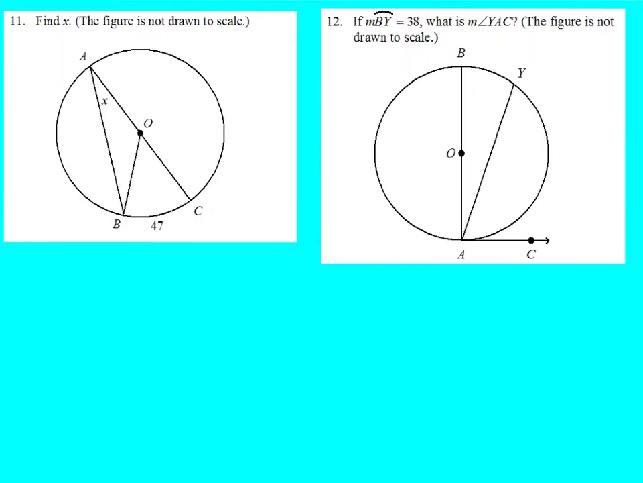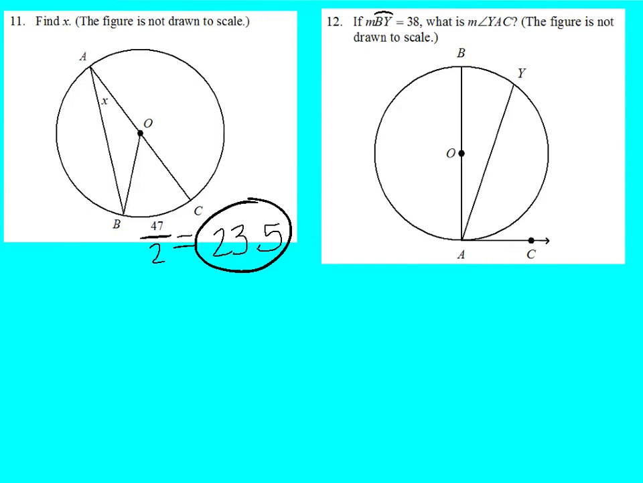All right, number 11 says find x. X is this inscribed angle. It's made up of these two chords. An inscribed angle is made up of two chords and the vertex is on the circle. The intercepted arc is 47. Well, the relationship there is that this inscribed angle is half of its arc. So all we have to say is 47 divided by 2. In our calculator, we get 23.5. So that's what x is.